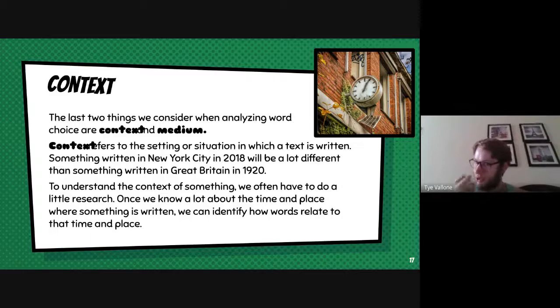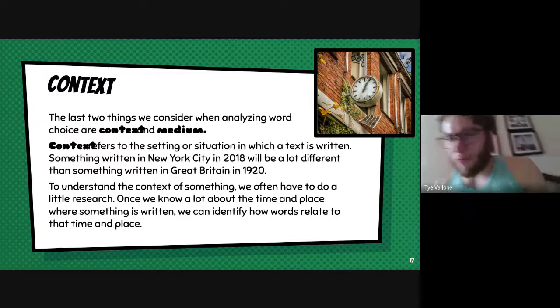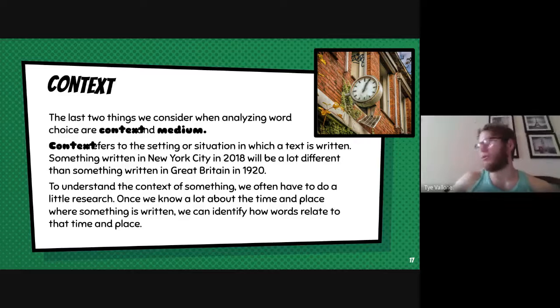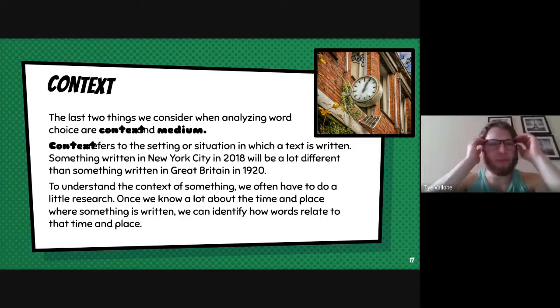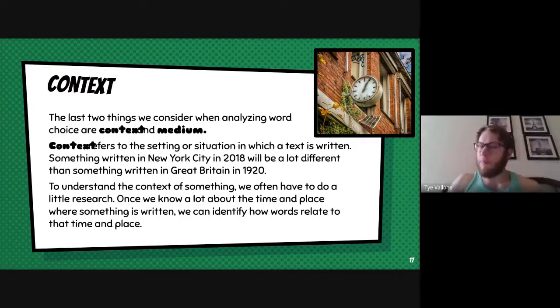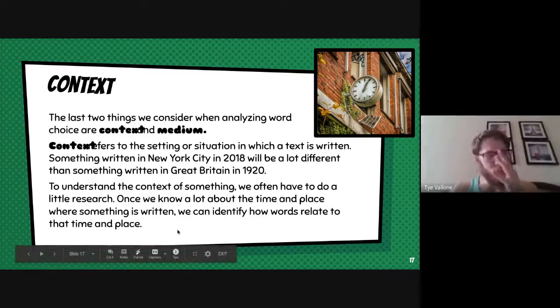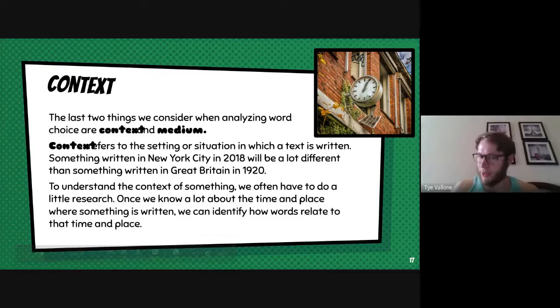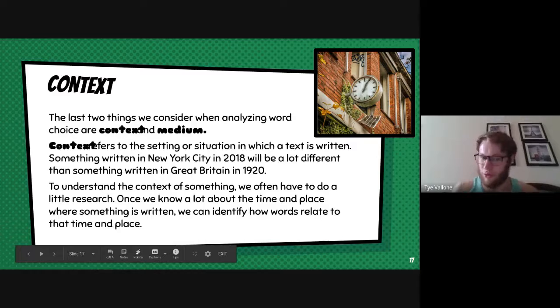Context refers to the setting or situation in which a text is written. If you've had Mr. Rogers, then he's probably told you to contextualize things before. And that just means tell me what was going on in history at the time that this poem was written, what events were taking place at the time this was written. That's how we get our context. For the poem we're looking at specifically, The New Colossus, that was happening at the turn of the century when a lot of immigrants were coming to America.